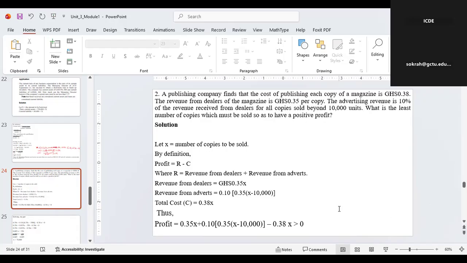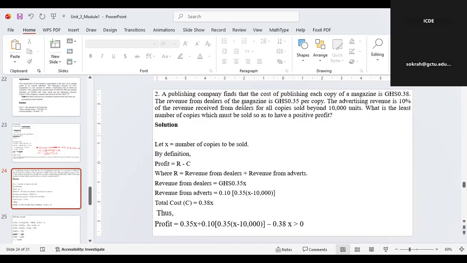All right, let's continue. The publishing company finds that the cost of publishing each copy of a magazine is 0.38. The revenue from dealers of the magazine is 0.35 per copy. The advertising revenue is 10% of the revenue received from dealers for all copies sold beyond 10,000 units. What is the least number of copies which must be sold so as to have a positive profit?